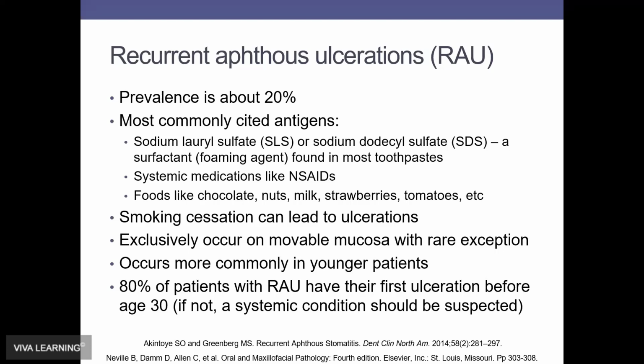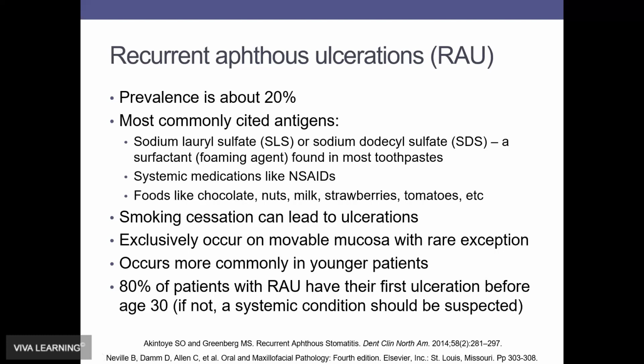So what causes aphthous ulcerations? A variety of things. The most common, number 1, sodium lauryl sulfate found in toothpaste. Number 2, medications. Number 3, foods. And the food list is so long, I just included some common ones. Another thing that can lead to aphthous ulcers is smoking cessation.